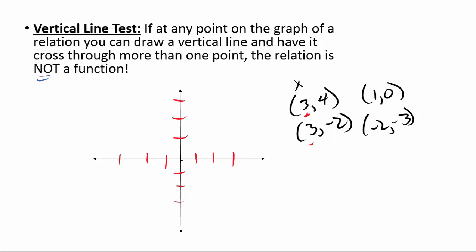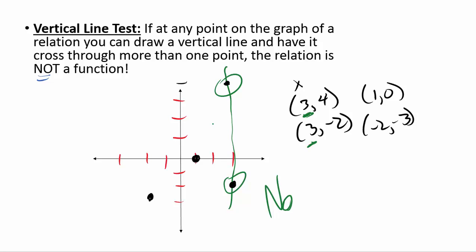Okay, so I'm going to start by graphing the point (3, 4). I need one more arrow up here. So (3, 4) would be up here somewhere. Now I'm going to graph the point (3, -2). Then I'm going to graph the point (1, 0), and the point (-2, -3). You can see from this graph that if I were to extend this line down, right here it hits two different points. So this is not a function. You can see that when the x values repeat, it causes a spot on the graph where it will fail the vertical line test.